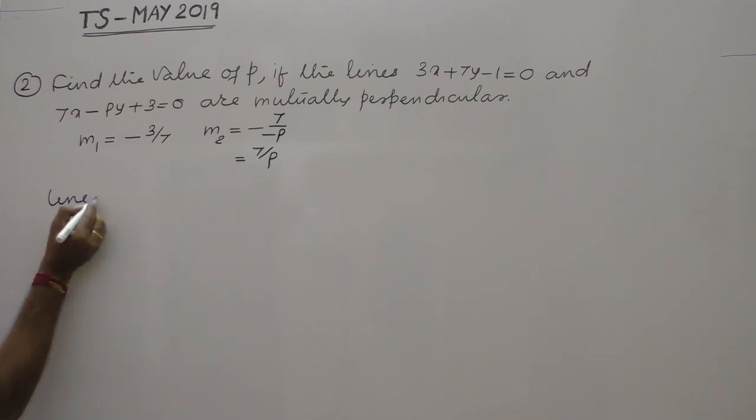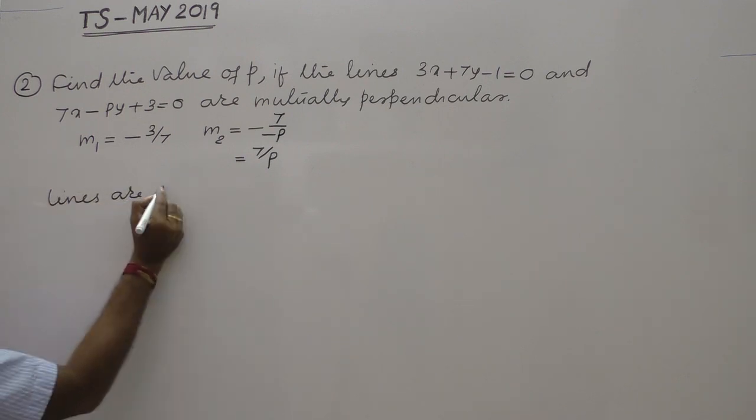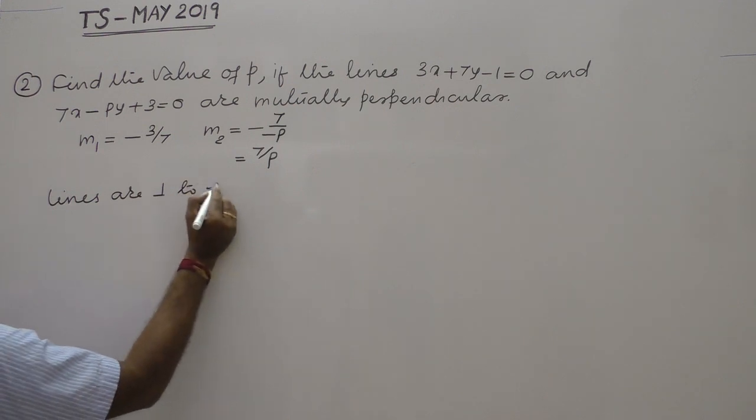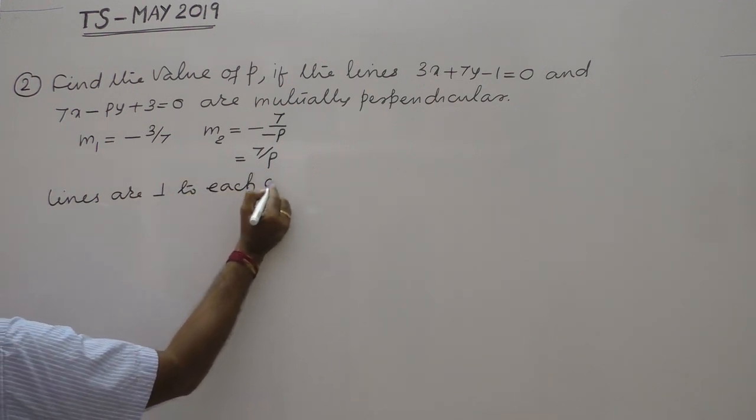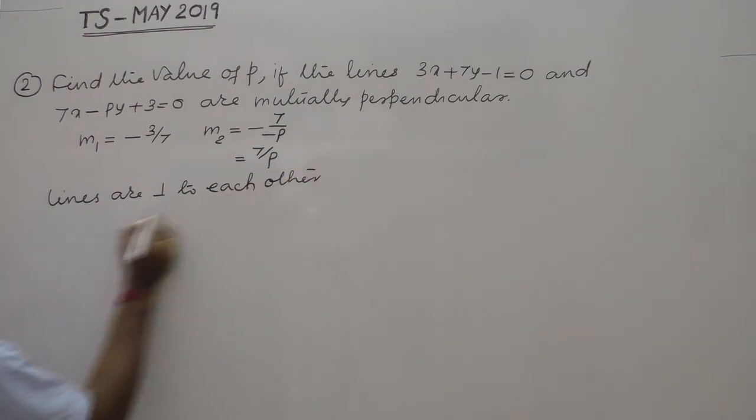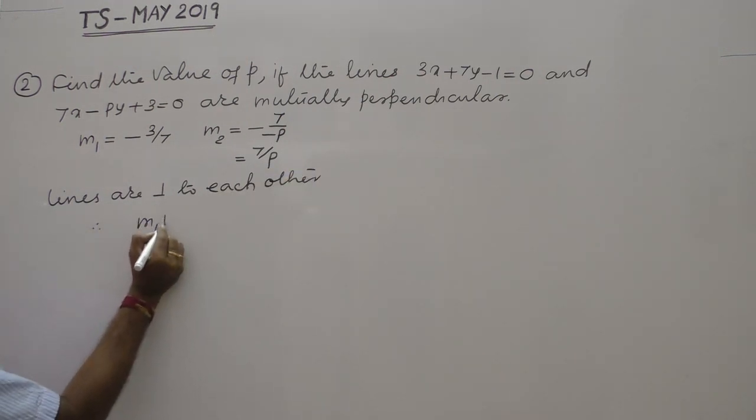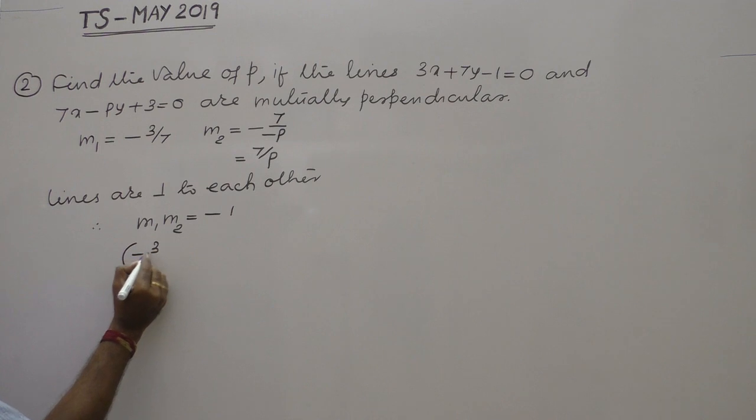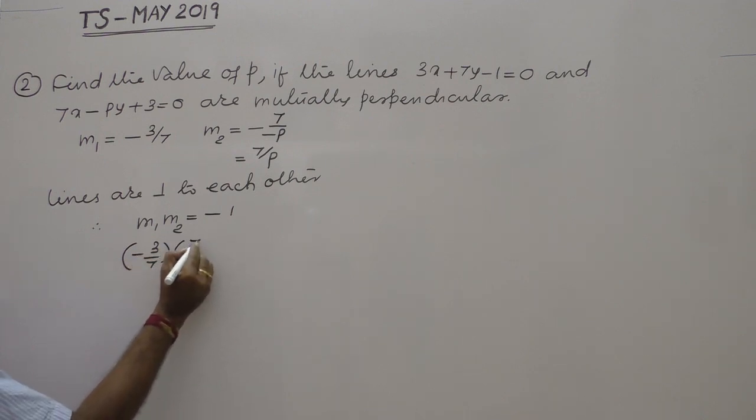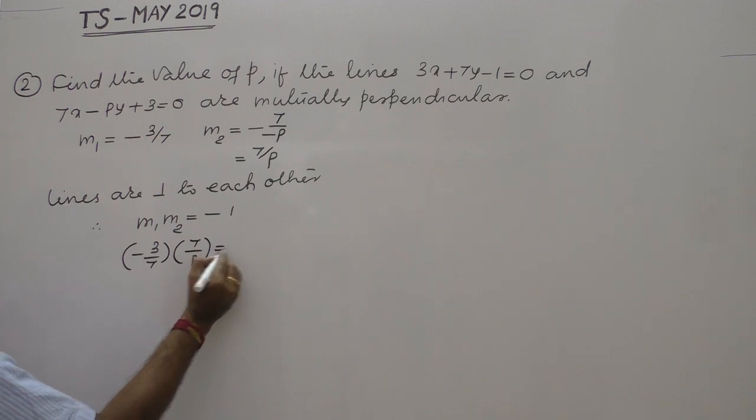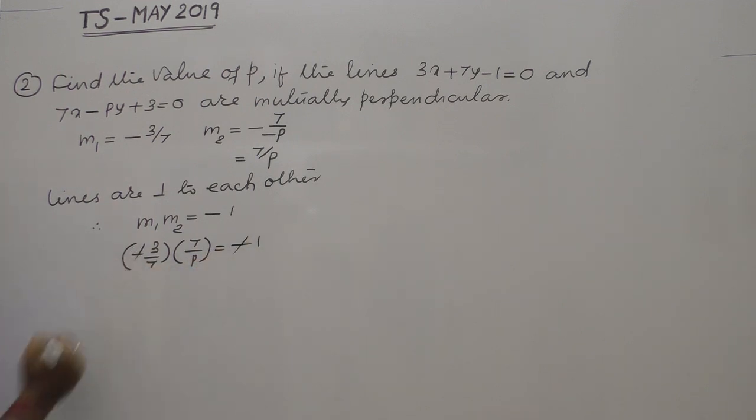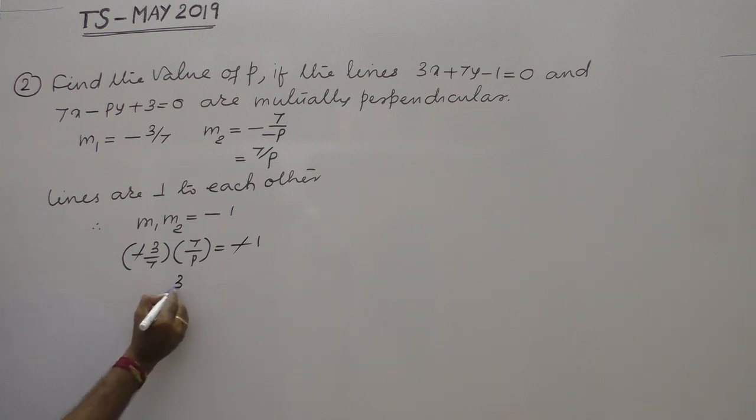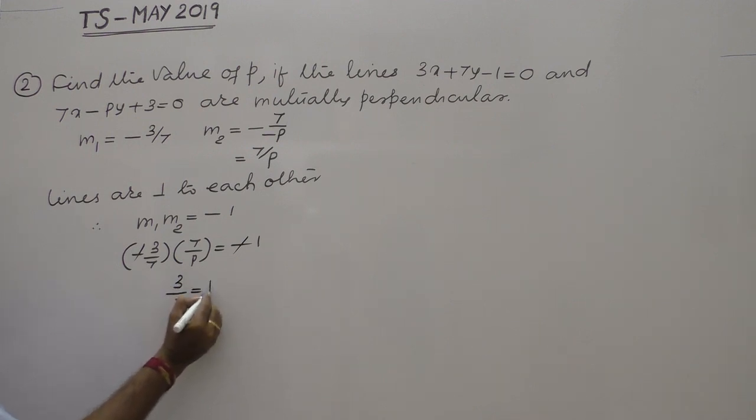So here the lines are perpendicular to each other. Therefore, the product of slopes is minus 1. You take the product. m1 is minus 3 by 7, m2 is 7 by p, equal to minus 1. I can cancel the minus signs, and also 7 and 7. Then we have 3 by p equal to 1, which implies p is equal to 3. This is the value of p.